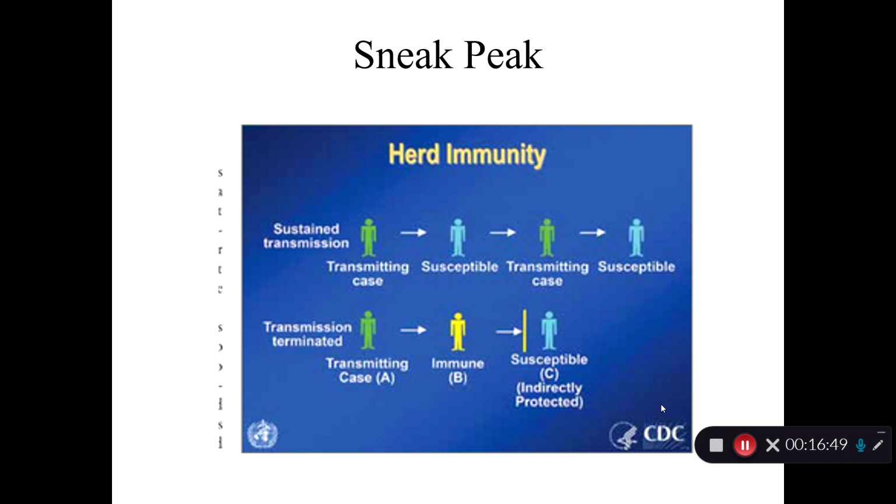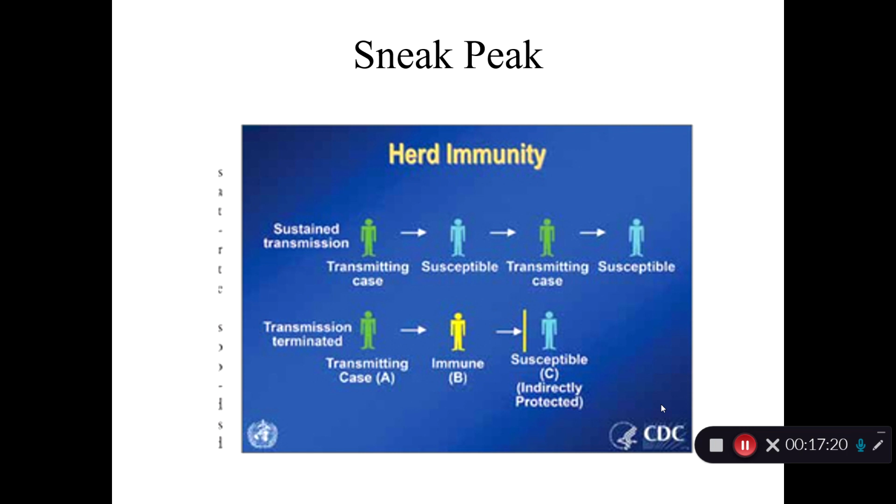Now, if this is a new virus, it's out there, all of the folks that this sick person may encounter are susceptible. They don't have immunity because this is a whole new virus, and no one has been exposed to it before, right? So you have susceptible, then that person becomes a transmitting case, then that next encounters the next susceptible person, and this gets into these issues of exponential population growth, etc. So you have this sustained transmission.